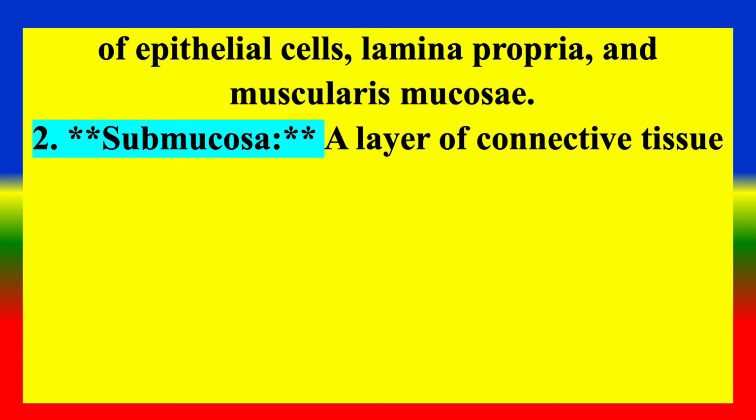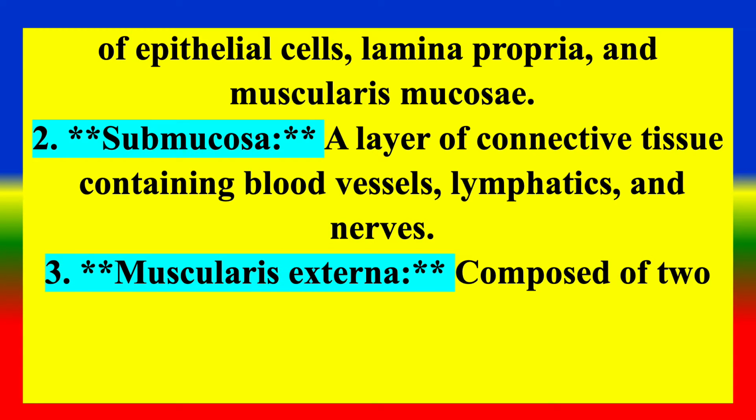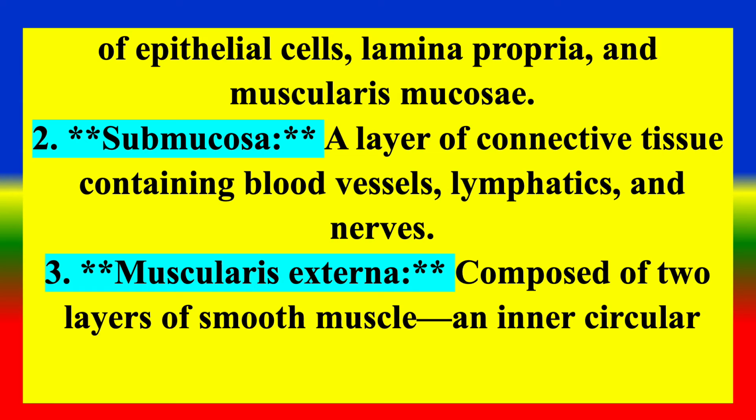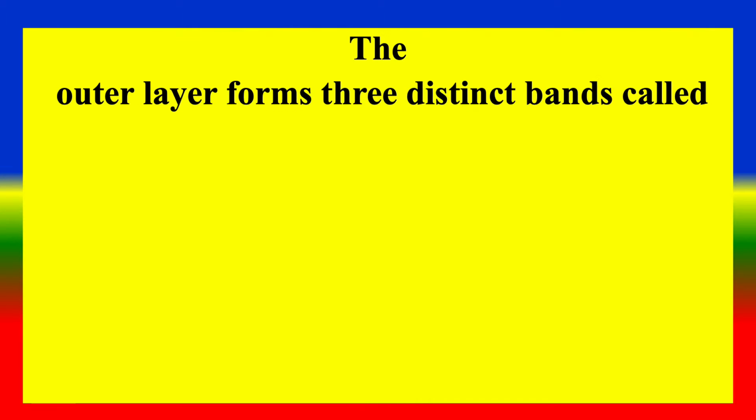Two, submucosa, a layer of connective tissue containing blood vessels, lymphatics, and nerves. Three, muscularis externa, composed of 2 layers of smooth muscle, an inner circular layer and an outer longitudinal layer. The outer layer forms 3 distinct bands called taenia coli.